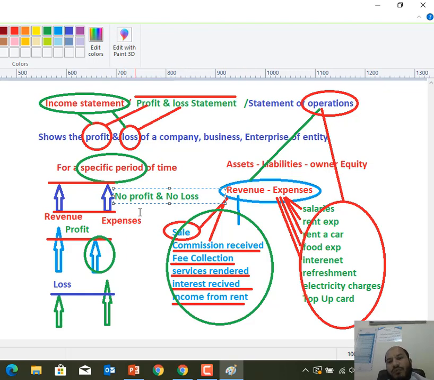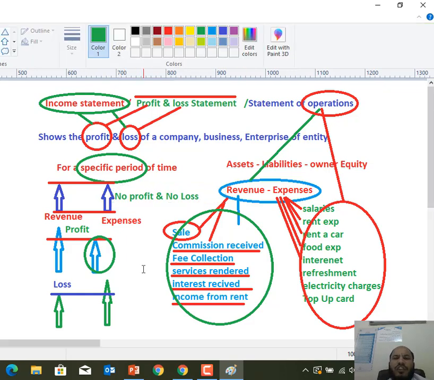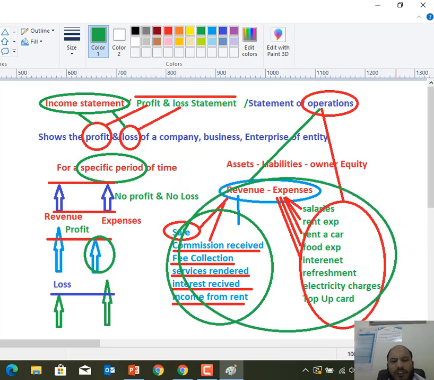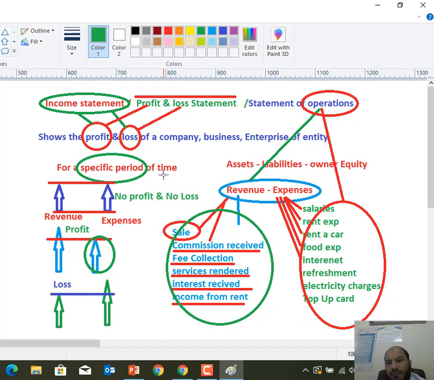So this is what we may call, dear students, the statement of operation. How may we call it a statement of operation? It considers the revenue and expenses of the business, and revenue and expenses are, for example, part of the daily activity. That's why we may call it operations. In other words, this statement will tell us about the profit and loss of the company.